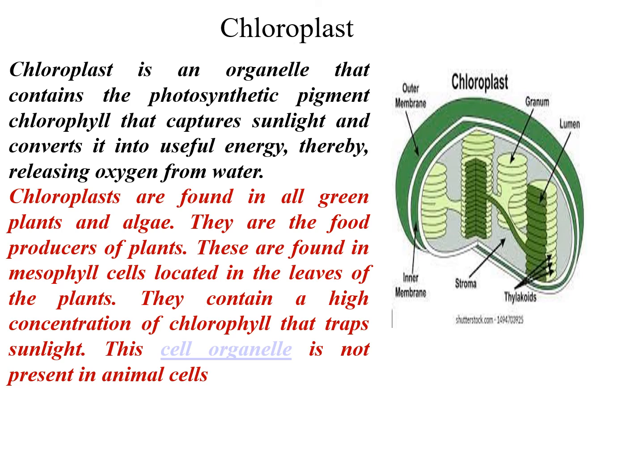And the chloroplast, as you all know, is present in plant cells. Chloroplasts are organelles that contain photosynthetic pigment, and some bacteria also have them. Chloroplasts are found in all green plants and algae. They are the food producers of plants. They are found in mesophyll cells and contain a high concentration of chlorophyll that traps sunlight. Which cell organelle is present in animal cells?